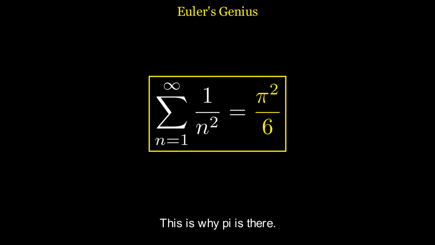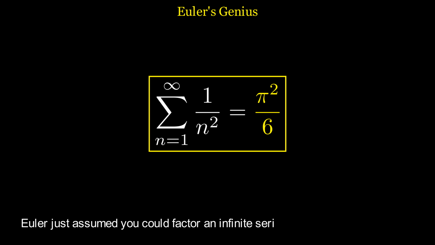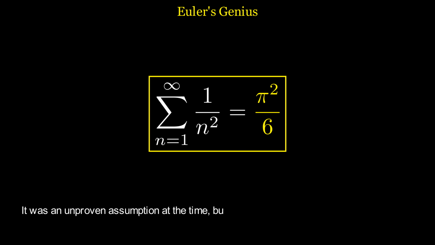This is why pi is there, because the roots of the sine function are separated by pi. Euler just assumed you could factor an infinite series like a simple polynomial. It was an unproven assumption at the time, but his mathematical intuition was completely correct.